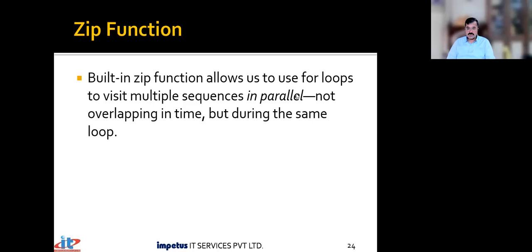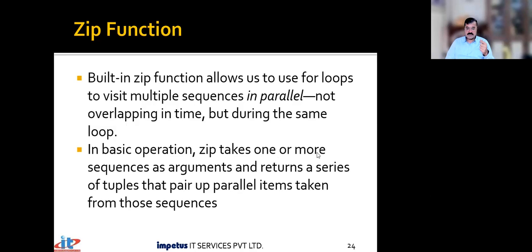It allows us to use for loops for visiting multiple sequences in parallel. So if I have two lists, or two tuples, and I tell you to visit all elements in the two lists, in that case you'll have to take two different loops. First, you'll visit the first set of elements, second, you'll visit the second set of elements. But here, these two sequences, it could be lists, it could be any sequence, can be traversed in parallel, during the same loop. And it will actually create a sequence of tuples with elements from the respective sequences.